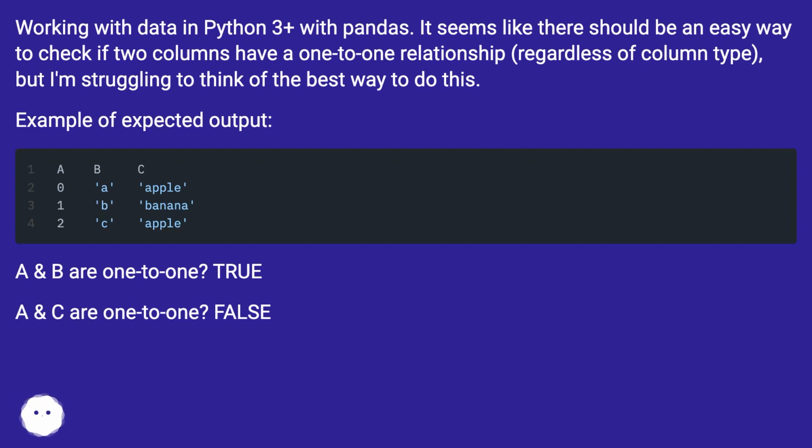A and B are one-to-one? True. A and C are one-to-one? False. B and C are one-to-one? False.